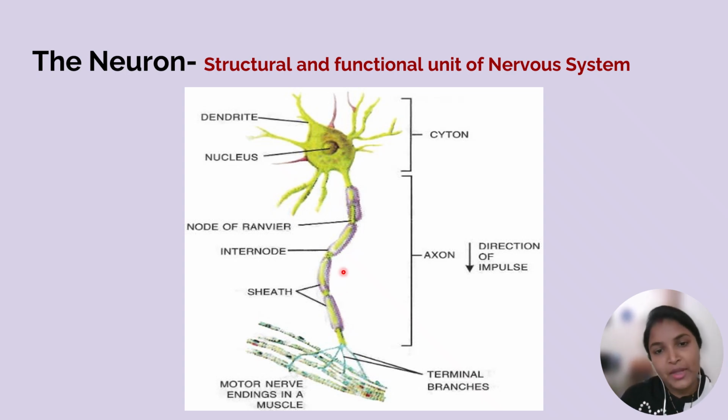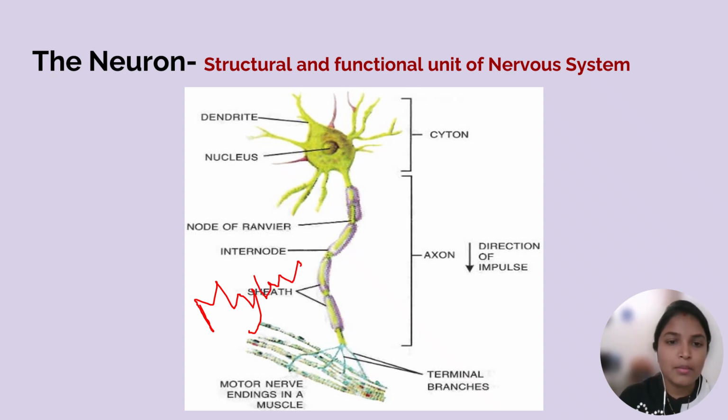Now the axon that you see is very long and it has a protective sheath called the myelin sheath. Okay, so here, some nodes of Ranvier are also present. Nodes of Ranvier, see here, are devoid of myelin sheath. Here it is present in the axon.